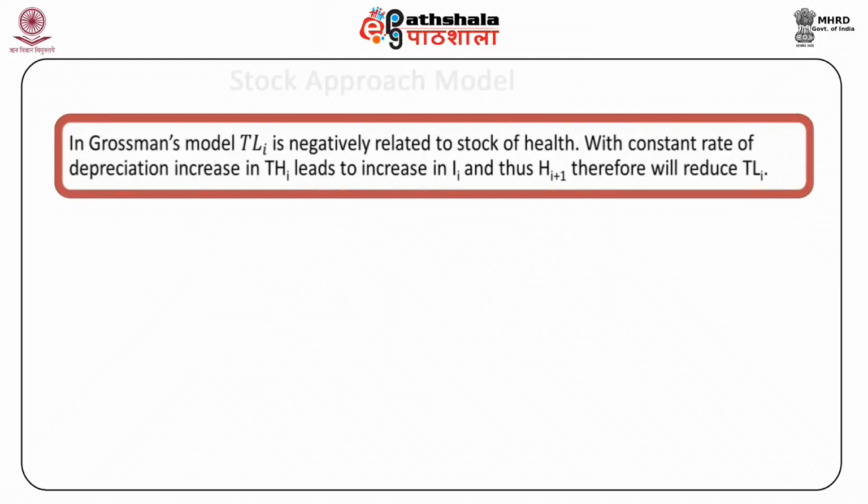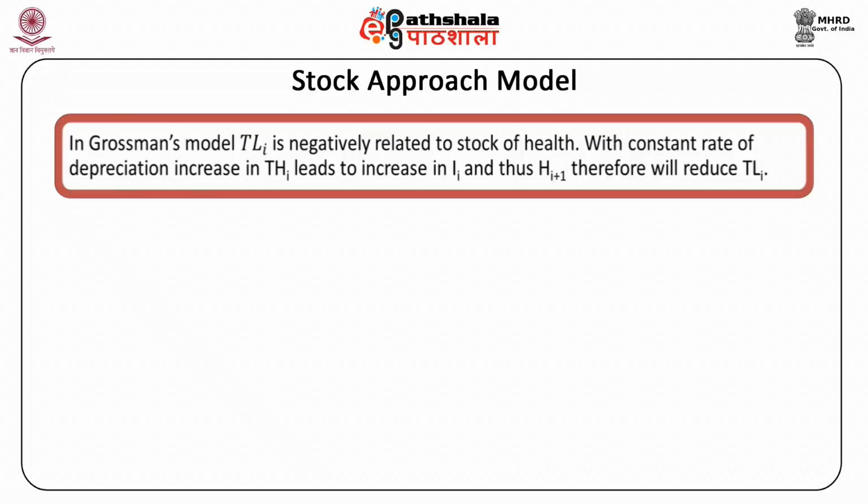In Grossman's model, TLi is negatively related to the stock of health. With a constant rate of depreciation, an increase in THi leads to an increase in Ii, and thus Hi+1 will therefore reduce TLi.